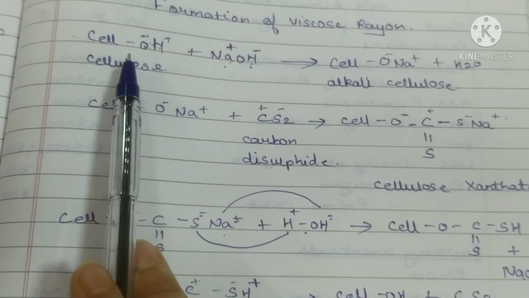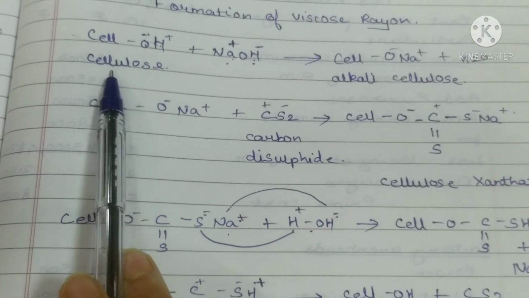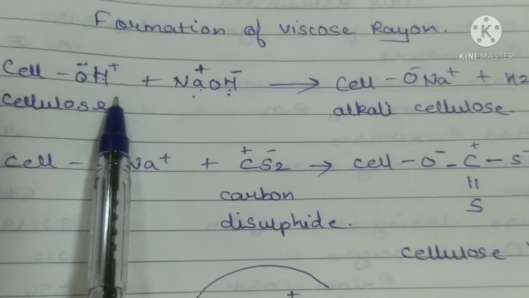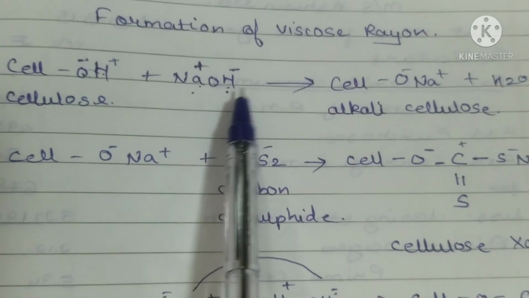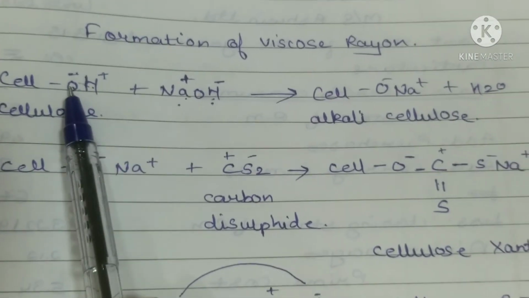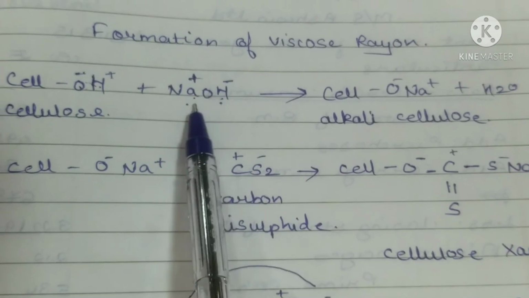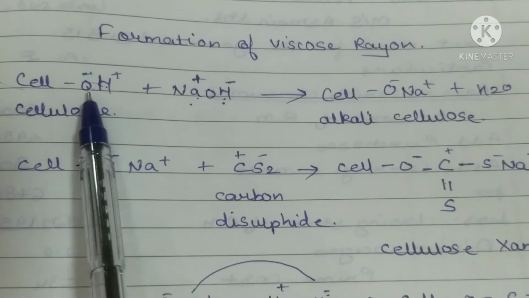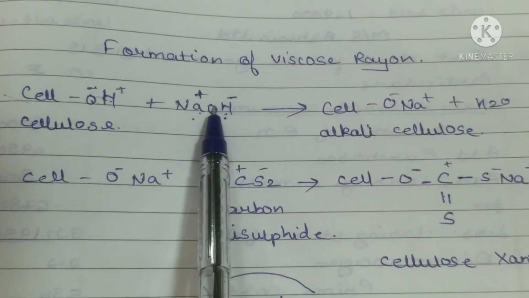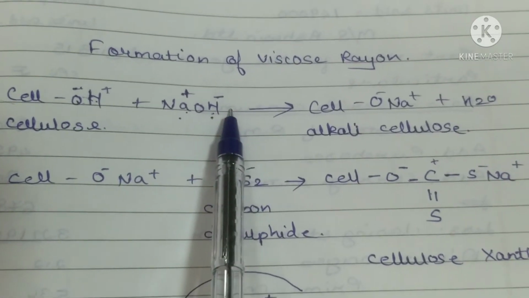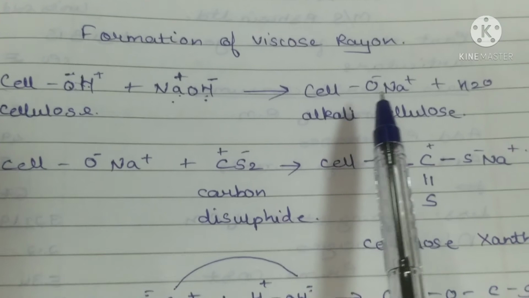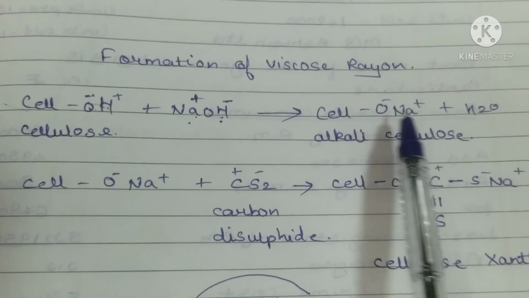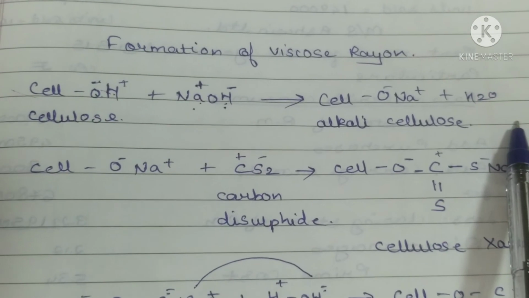Let me just revise it. You are taking cellulose in the form of cell OH, and you are treating it with NaOH. O has a negative sign, H has a positive sign, Na has a positive sign, OH has a negative sign. So of course the negative one will go along with the positive one, and the negative group will go along with the positive group. So you will get the alkali cellulose, that is cell O minus Na plus, and water.